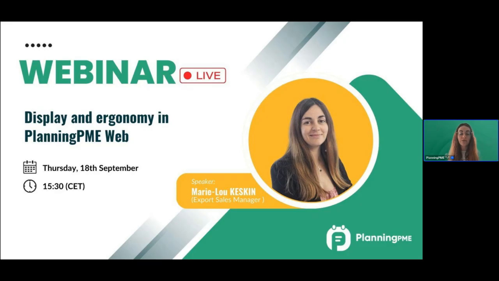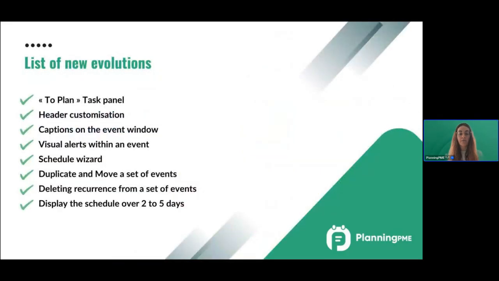I would like now to share our agenda for today. So this is the list of all the new evolution directly linked to the display and ergonomy in the PlanningPME Web. We will start at first with the to-plan task panel. This is basically a task panel located at the right side of the schedule, where you will have the possibility to create tasks for the to-plan resource, and you will also have the opportunity to drag and drop the different tasks inside of your schedule.